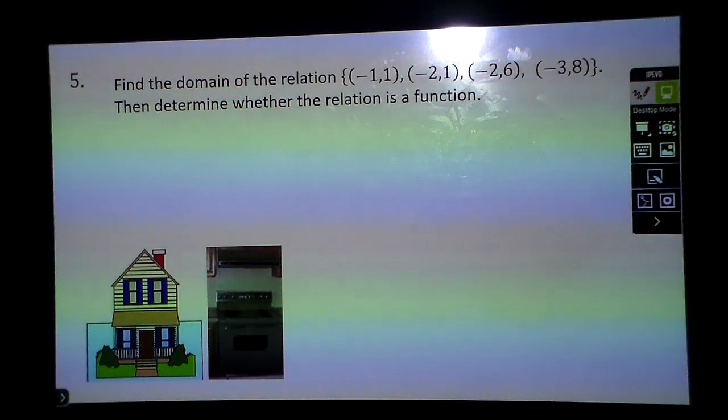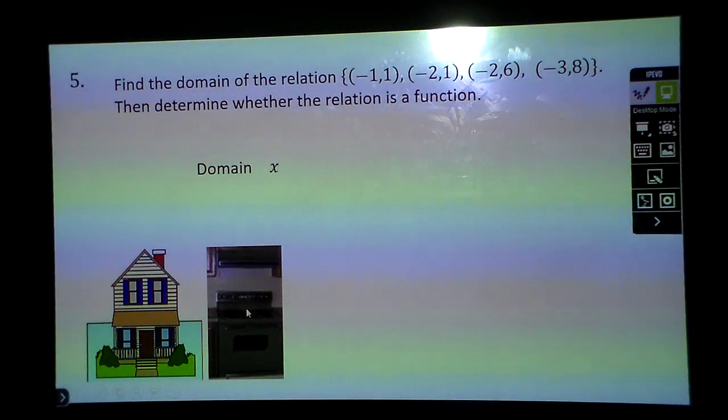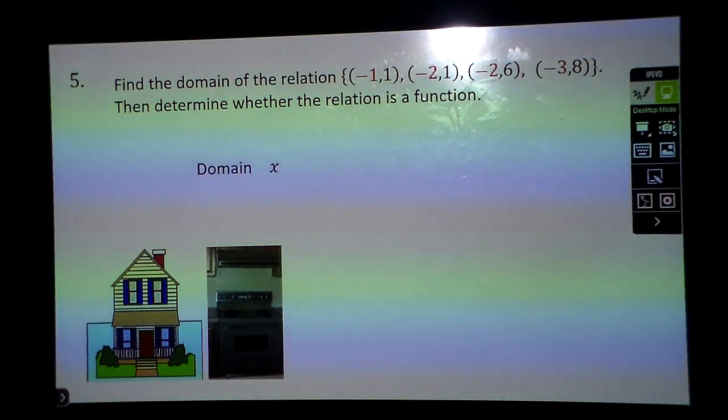Okay, here we're gonna find the domain and determine whether it is a function or not. Well, the domain is just the letter x. I have domain and range here. Domain anyway is just the letter x. Domain is x, so I'm gonna look at the x's. So I have -1, -2, -2, and -3.